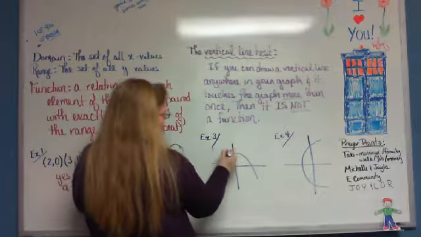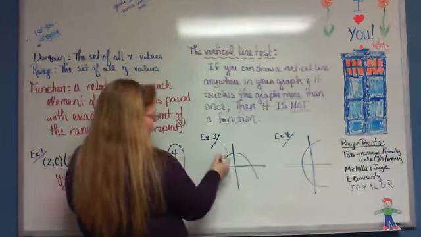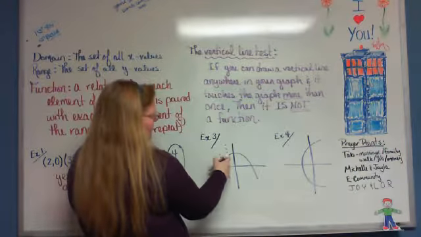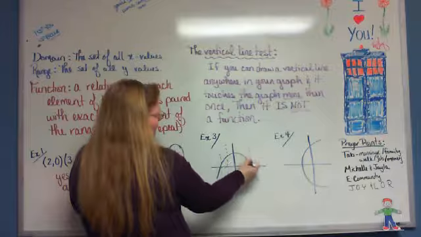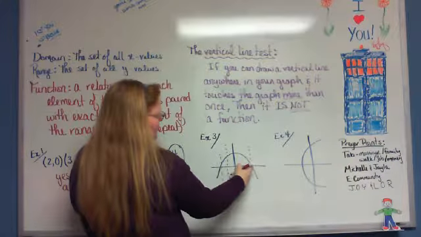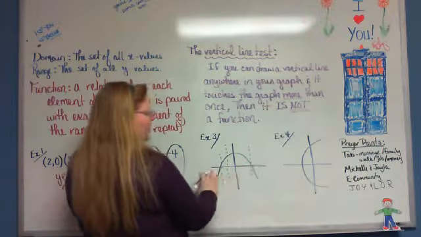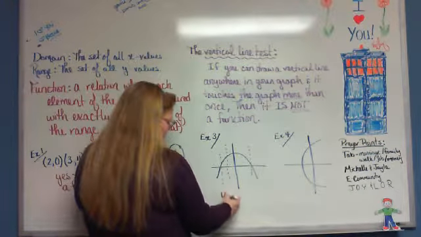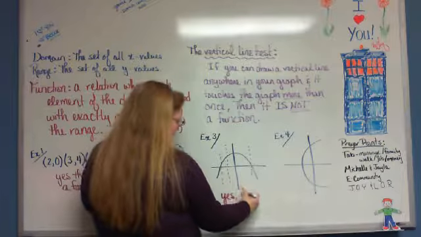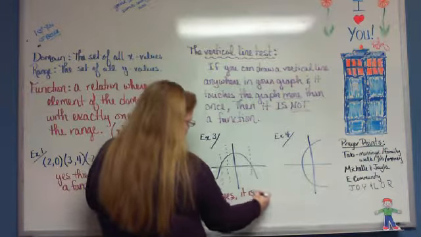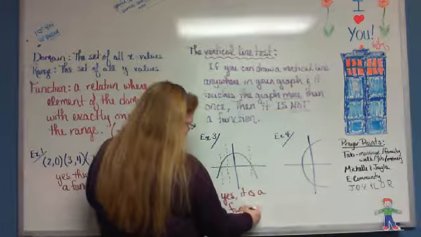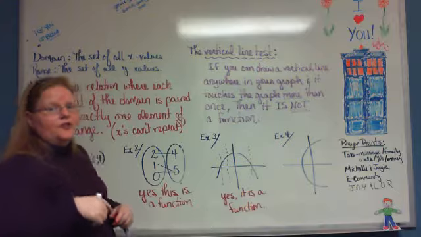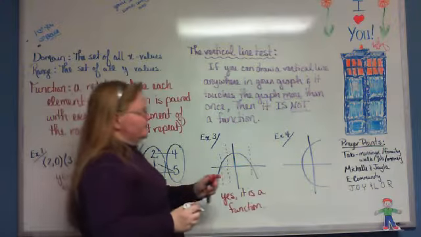If I go through and I draw some vertical lines in here, it only touches it once there, it only touches it once there. If I come over here and I draw a vertical line there, it's only going to touch it once there. So there's no time it's going to touch it more than once. So that makes this, yes, it is a function. It's okay to touch it one time. It's not okay to touch it more than one time.